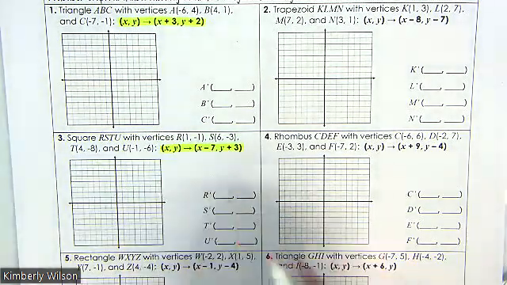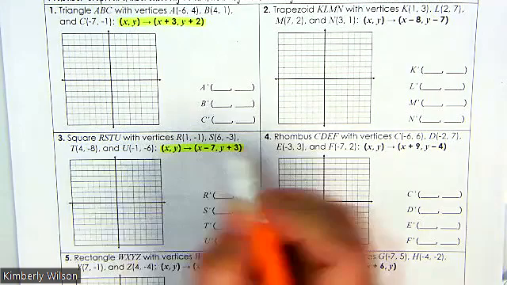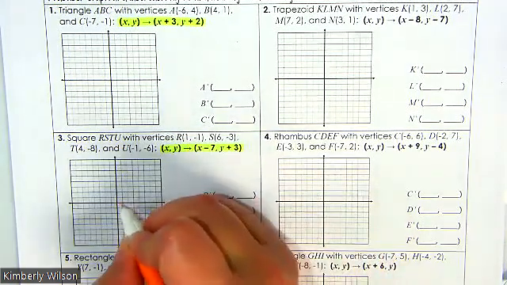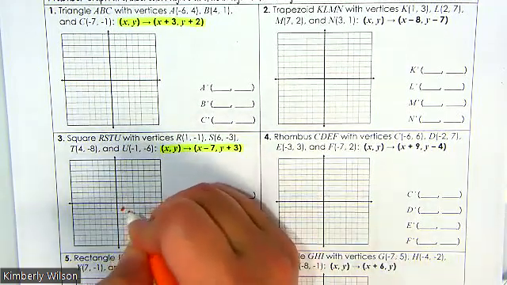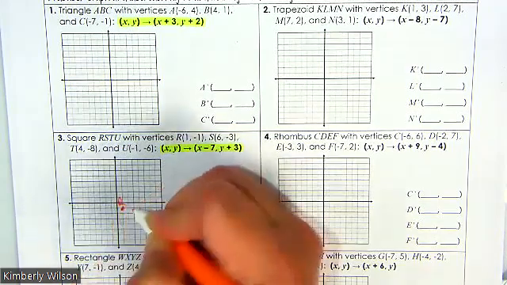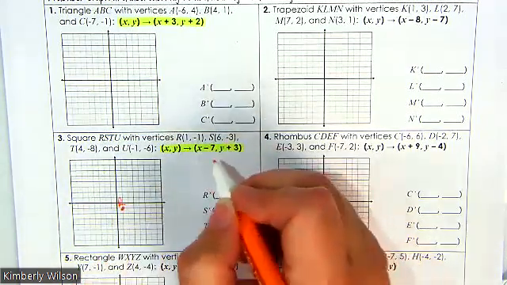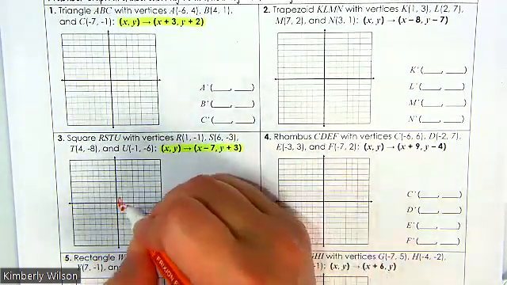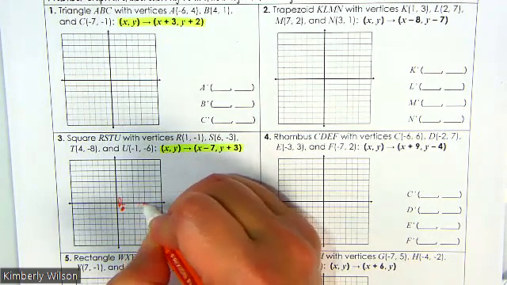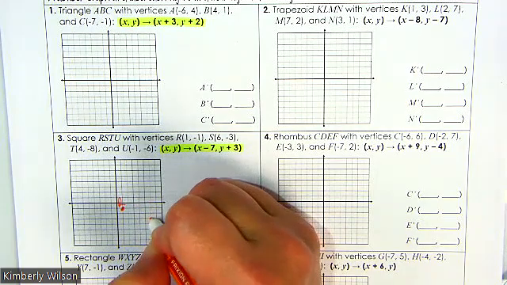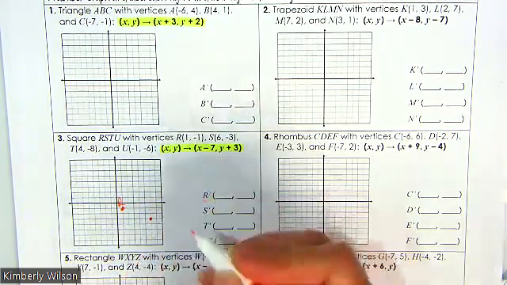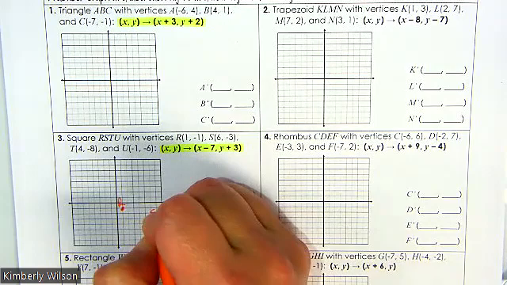Okay, so let's plot the points first. So we have a square, so I have R is 1, -1. Got to make sure you plot the points correctly first. So this is R. And then we have S is 6, -3. 2, 4, 6, -3. So that means I'm going down 3. So Y is negative, and that's S.